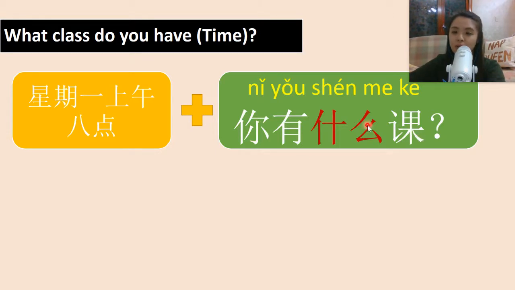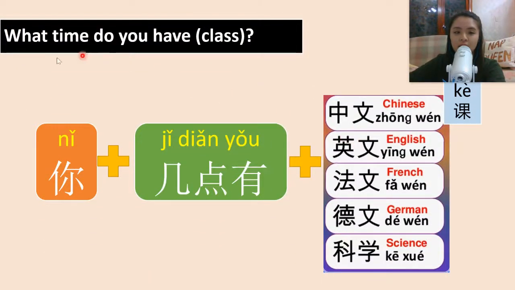Okay? Or you can use another structure with what time do you have class? For example, 你几点有 and 中文课. Okay, so that means what time do you have Chinese class? Okay, if you say 你几点有德文课, that means what time do you have German class?